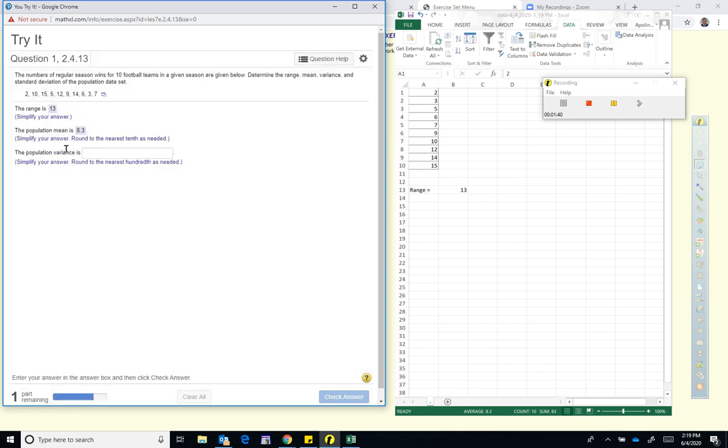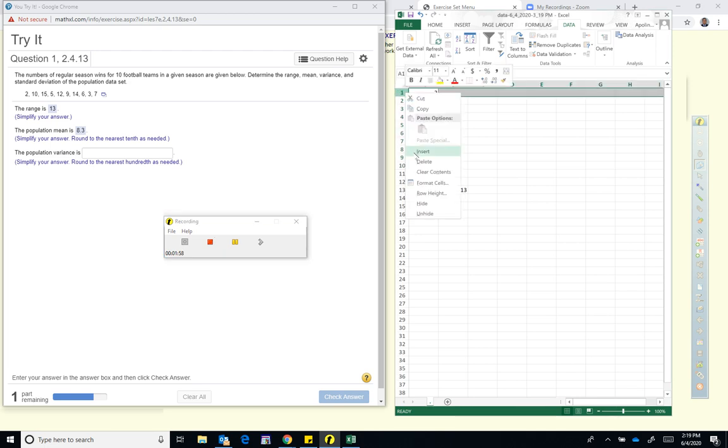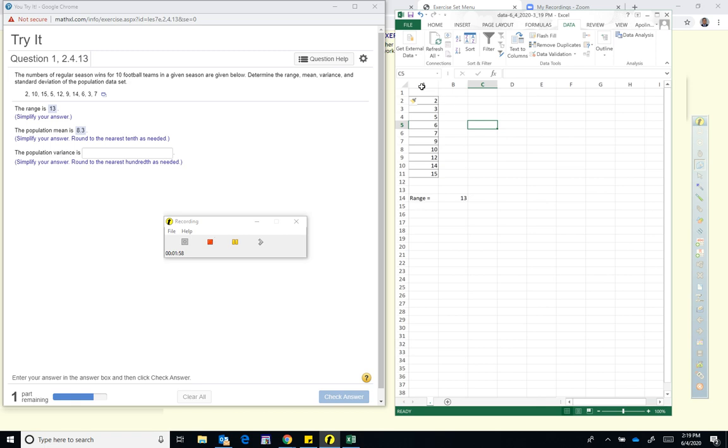Now let's find the variance. To find the variance, I need to add more columns. So let me add here another column. So let's insert. So these values posted in the column A are the X values. Now I need to insert another column that is going to represent the X minus the mean values. So it's X minus the mean.